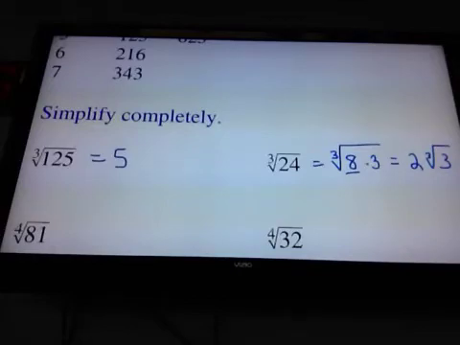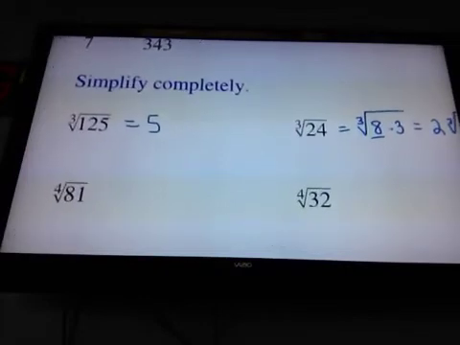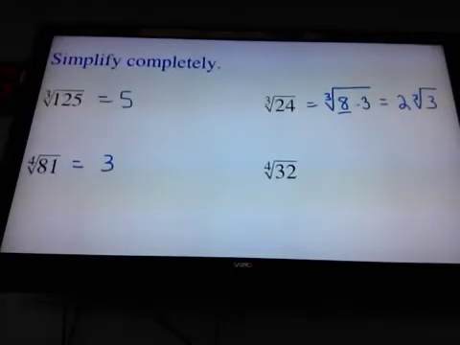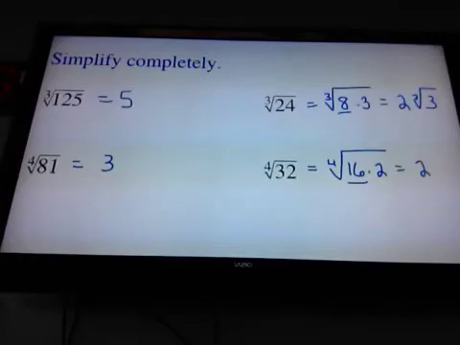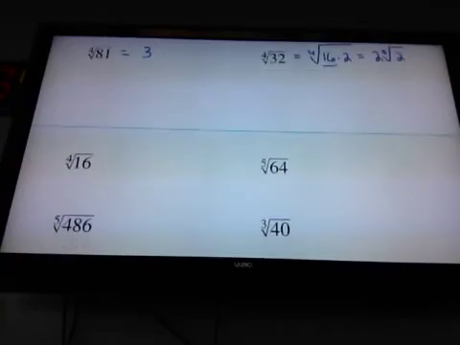So again, make a copy of that chart. Use it to help you get this. Fourth root of 81. Fourth root of 81 has a perfect fourth root. It's 3. 3 times 3 times 3 times 3. Fourth root of 32. 32 does not have a perfect fourth root, but one of the factors, 16, is a perfect fourth root. So 16 times 2 is 32. The fourth root of 16, that's a perfect fourth root. That's 2, with my fourth root 2 left. Fourth root 16 is a perfect fourth root. 2.